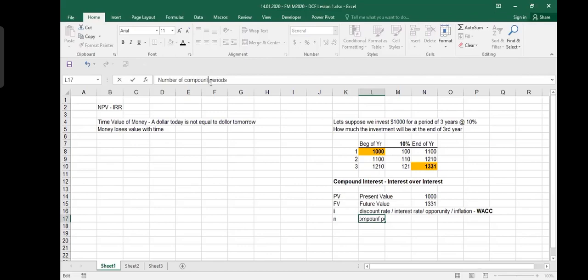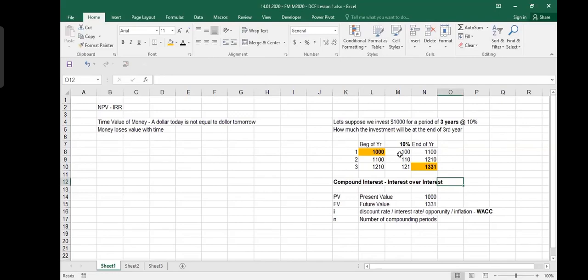So the term compounding itself, what does that mean? Compounding means calculating the interest and adding it to the principal. So we have an investment of 3 years, and at the end of every year, we were calculating interest and adding it to our principal amount. So we did compounding 3 times, 1, 2, and 3. So every time you calculate the interest and add it to your principal amount, the process is called compounding.